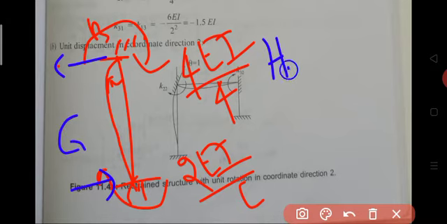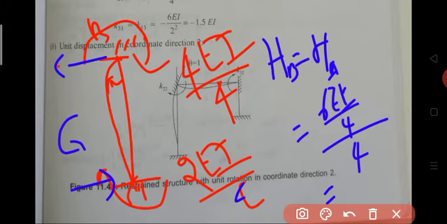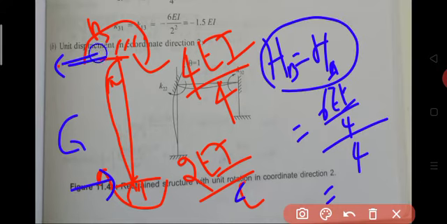The reactions HB and HA are equal to the net moment, 4EI by 4 plus 2EI by 4, which gives 6EI by 4, divided by the distance between joints A and B, which is 4 meters. So you get 6EI by 16. HA and HB are 6EI by 16, in the minus x direction.